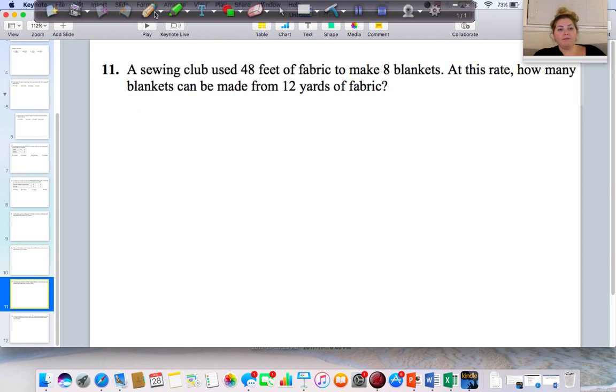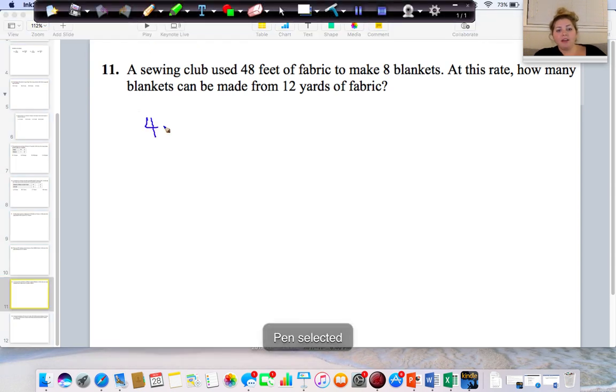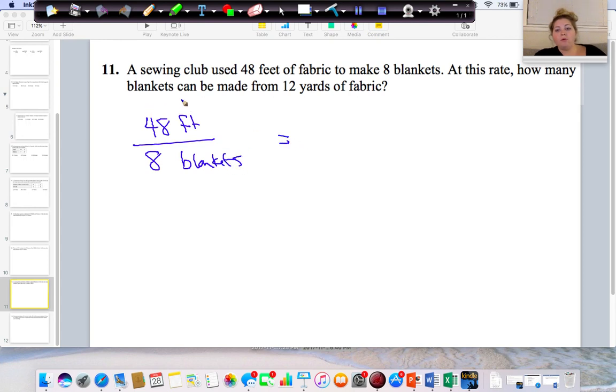All right, number 11. 48 feet of fabric makes 8 blankets. And we want to know how many blankets can be made from 12 yards of fabric, okay? Hopefully, you will not get tricked like this too many times. But this did go from feet to yards. So first we need to convert the yards to feet.